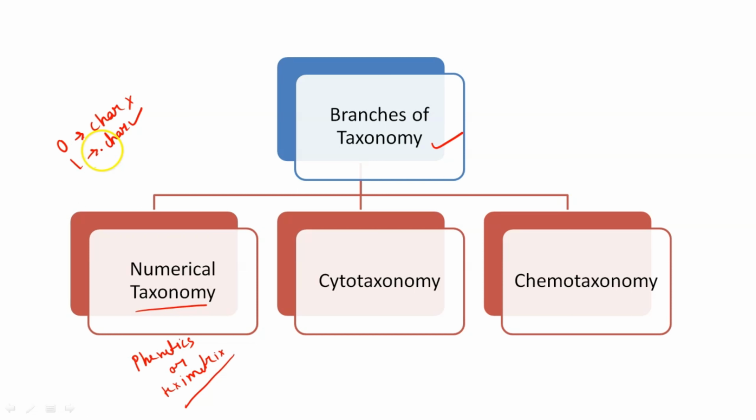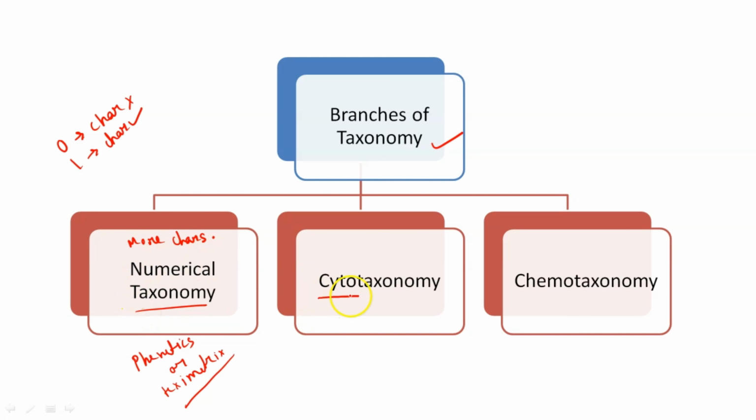So it will be very easy to classify the plants, and it's a good thing that it is computational software, so the chances for human error will be reduced, and also you can consider many more characteristics at the same time. And if you want to compare two plants, you can do that easily. You can input all the characteristics simultaneously. So in numerical taxonomy, hundreds of characters can be considered at the same time. So this is what numerical taxonomy is.